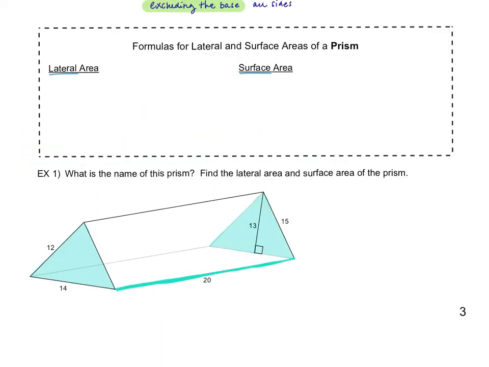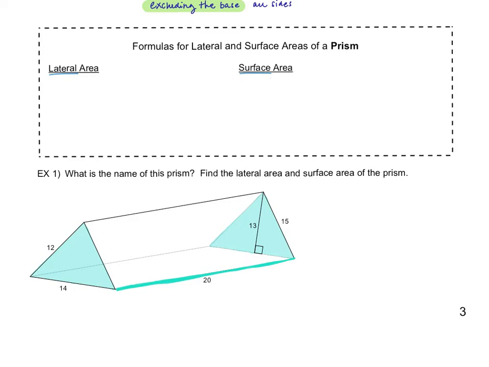So now we're going to take this idea of lateral and surface area, and we're going to start to apply it to different figures. Keep in mind, lateral is the area of all sides excluding the base, and our surface area is the area of all sides. We're going to use this going forward. Specifically today, we are focusing on prisms, and in class tomorrow, we're going to focus on cylinders. So we're going to look at the area formulas for the lateral aspects and the surface area aspects.